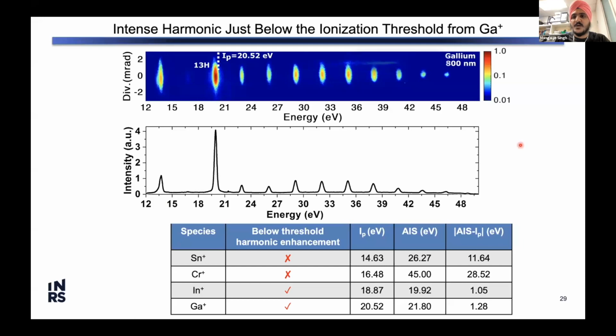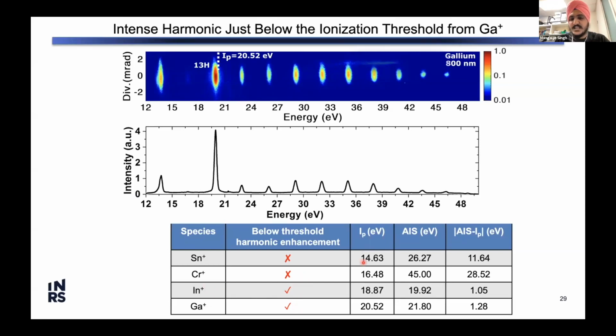And then we used a gallium target, and to our surprise, we do see the harmonic enhancement just below the ionization threshold of the gallium ion. So in some targets, we do observe the enhancement. In other targets, we do not observe the enhancement. And here is a summary. So in tin and chromium, we do not observe the enhancement just below the IP, and in indium and gallium, we do observe it.